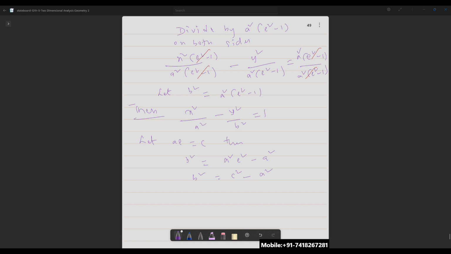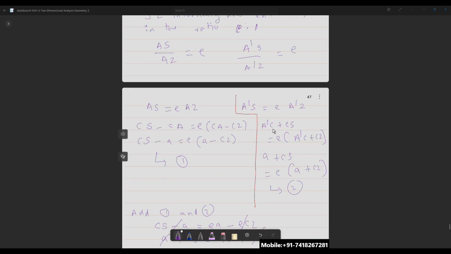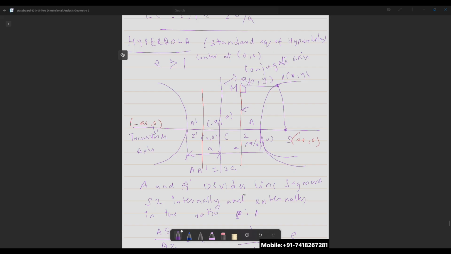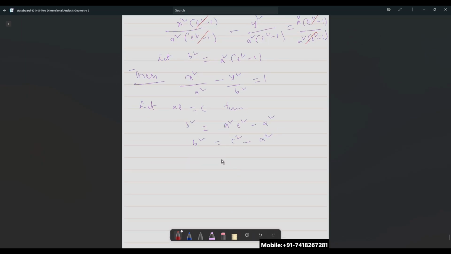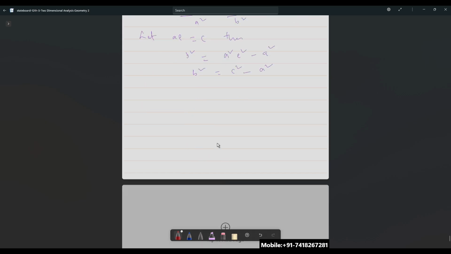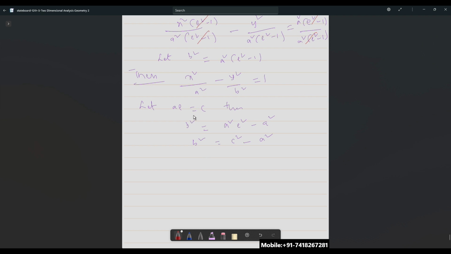If you take ae, the distance from here to here, this is the ae distance, we can keep it as c. If you make it that c, then b square is equal to c square minus a square. And again, the hyperbola is symmetric. Since you have x square and y square, it is symmetric about the x axis as well as the y axis.